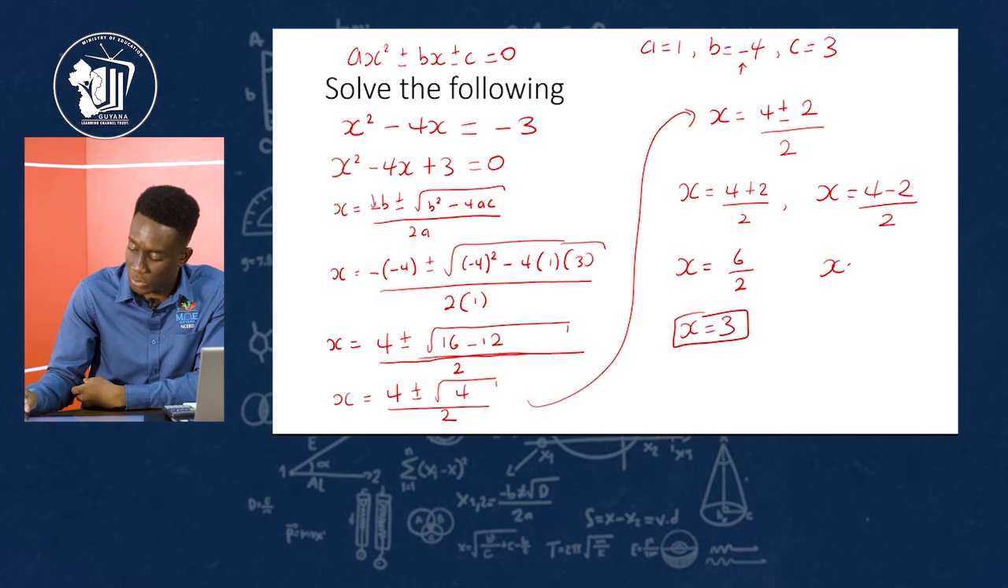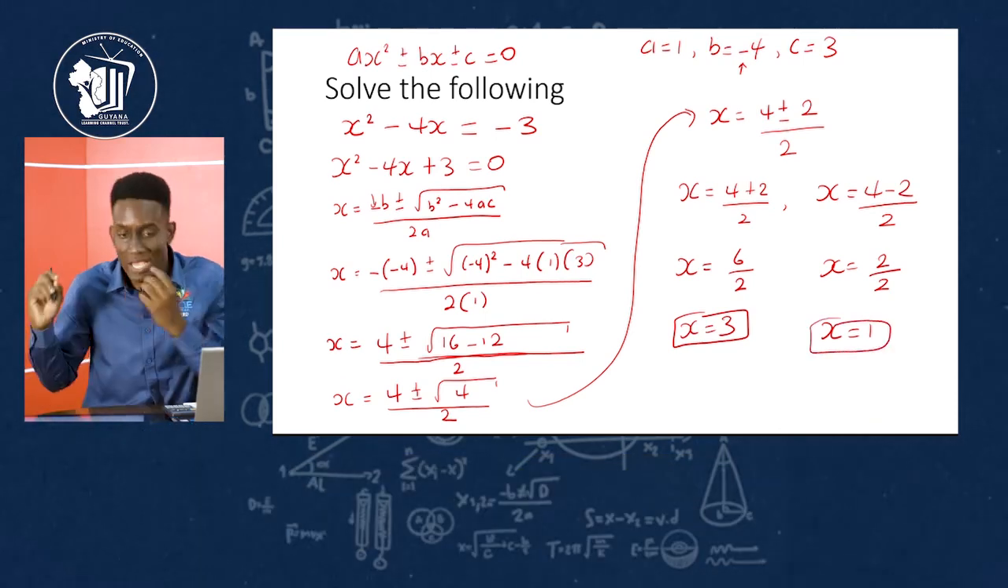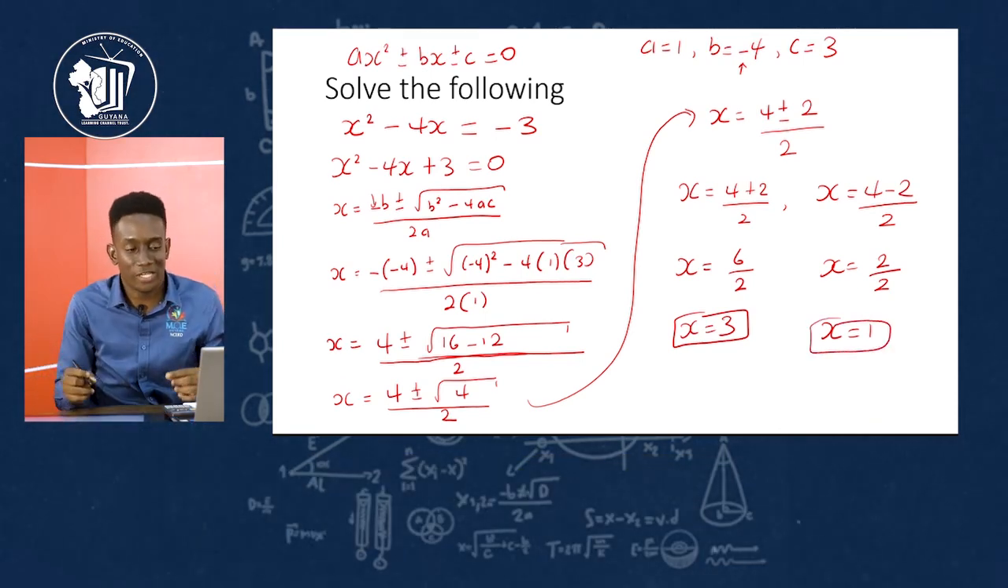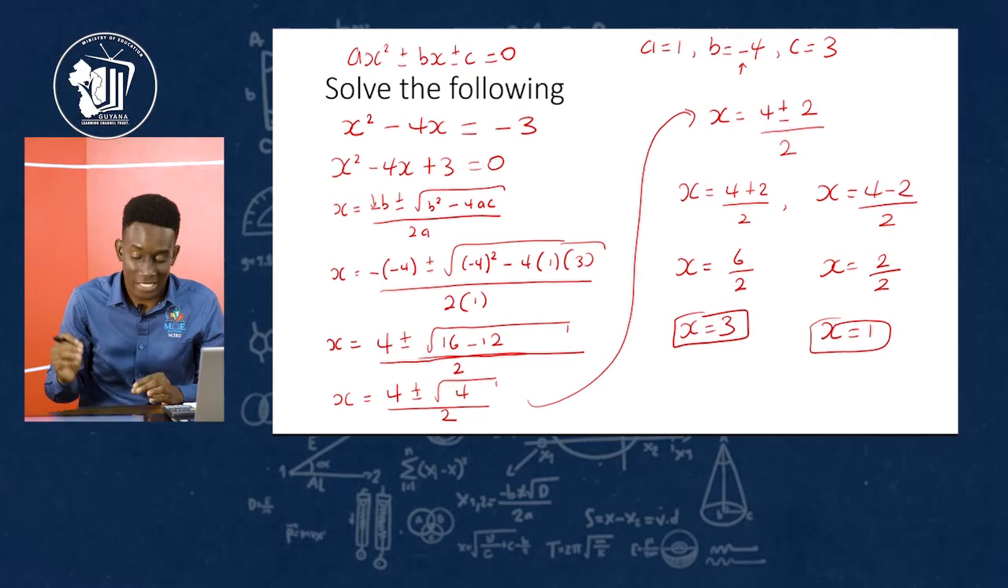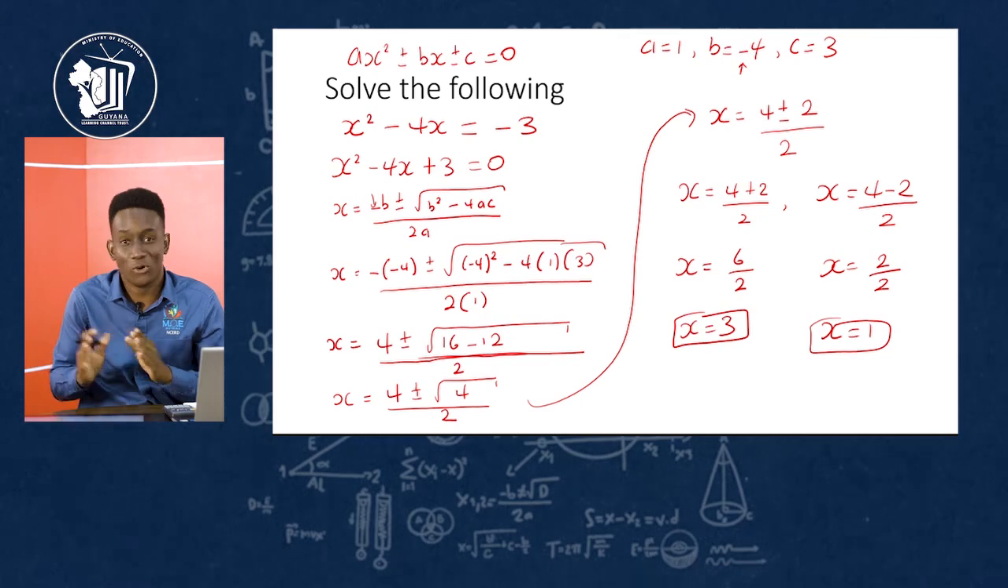And x will be equal to 4 subtract 2 will give us 2. And that will be divided by 2. And 2 divided by 2 will give me a beautiful 1. And there we have our two values of x, which would be x is equal to 3 and x is equal to 1.